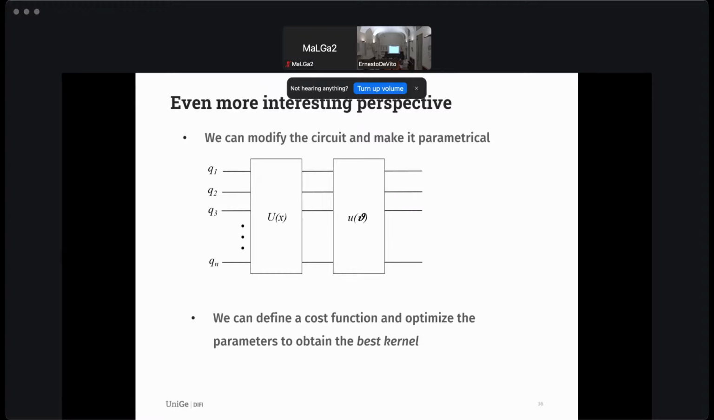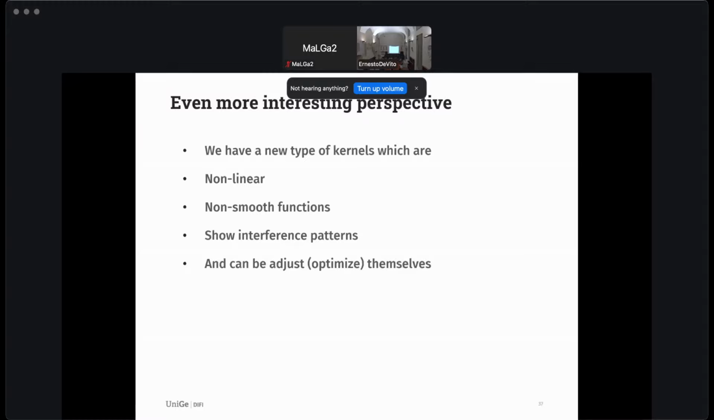So as usual, you take a training set, you optimize this theta, and then you see if the test data are correctly classified. The additional feature here is that this kernel can be adjusted, or can in a sense adjust itself, to find out what is the best set of parameters, the best transformation that you can fit in these circuits.